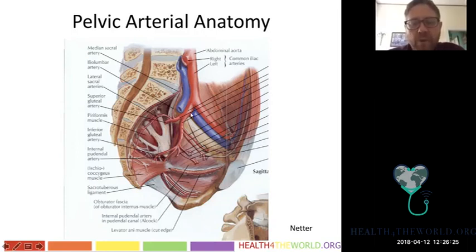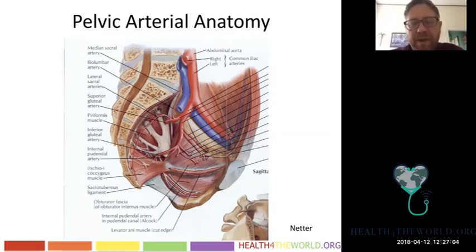All right, moving on to the internal iliac artery, which is right here. The internal iliac artery bifurcates into the posterior division and the anterior division. The anterior division is responsible for supplying the pelvic viscera, namely the internal pudendal artery here, which is responsible for maintaining potency, and other branches, for example, to the bladder and to the rectum.